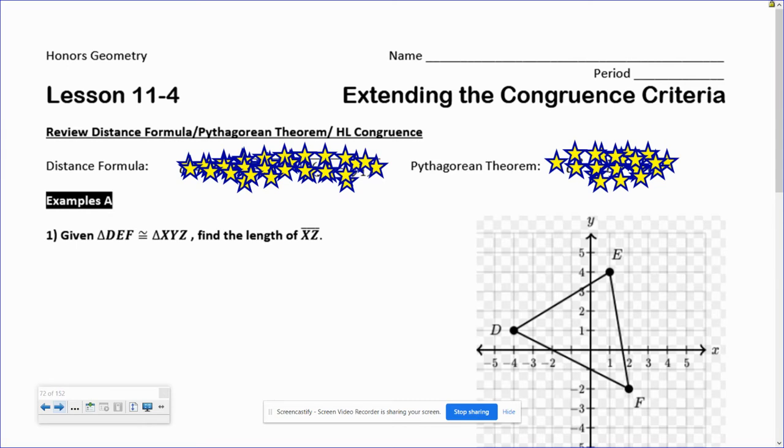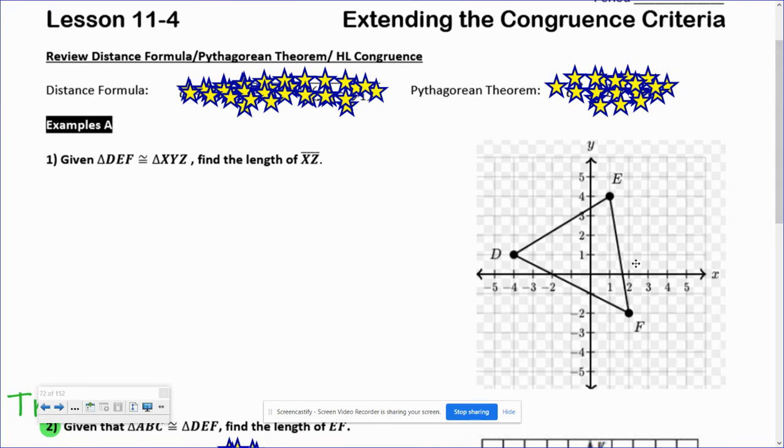So we have these types of problems where we're given a congruent statement. So we know two triangles are congruent. They want you to find the length of one of those sides when it's drawn in a coordinate plane, like I have in this picture to my right.